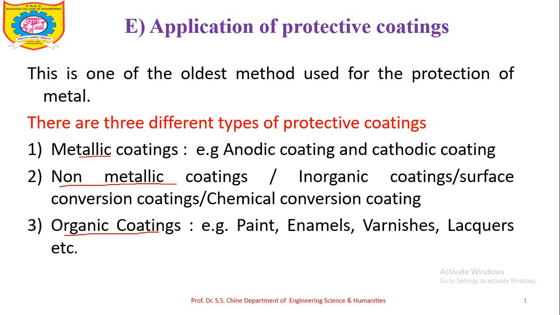Then second is non-metallic, so other than metal, the substances are used and that are mostly the inorganic or chemical substances. So it is known as chemical conversion coating or inorganic coating. And it changes the properties of the surface of metal. That's why it is also considered as surface conversion coating. And third one is organic coating. So paint, enamels, varnishes, these are the types of organic coatings.